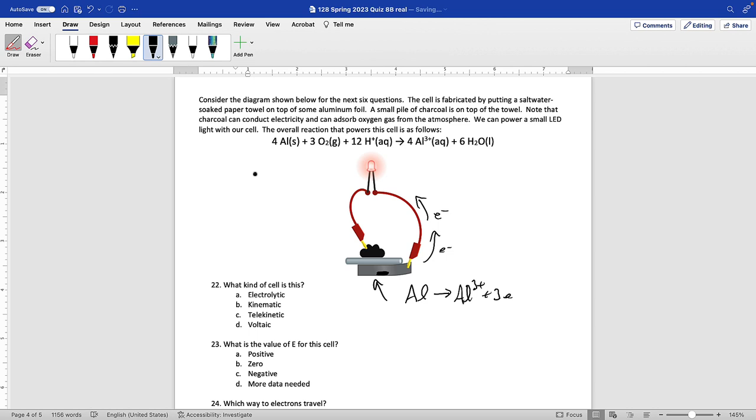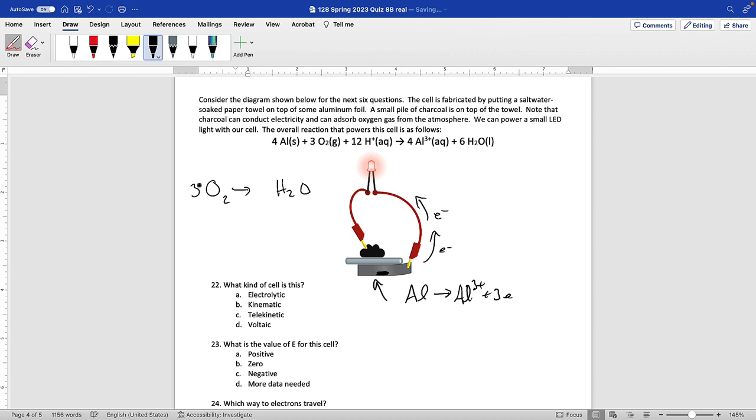On the other side, we can see oxygen being reduced to water. So we're going from oxygen that has an oxidation state of 0 to oxygen that has an oxidation state of minus 2. So we're going to need electrons for that. And if we wanted to, we could break this down into a half reaction. We could write the whole thing.